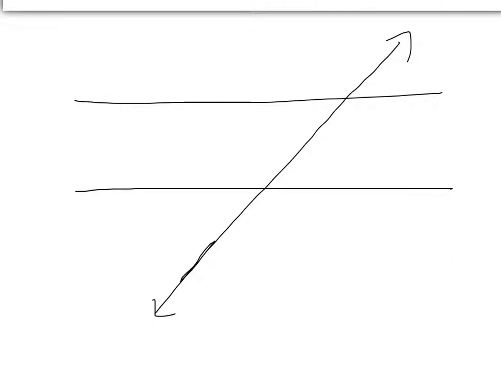Here's the deal. You have two options for your angle measures. Your angles are either option A, they're equal. Option B, they're supplementary.